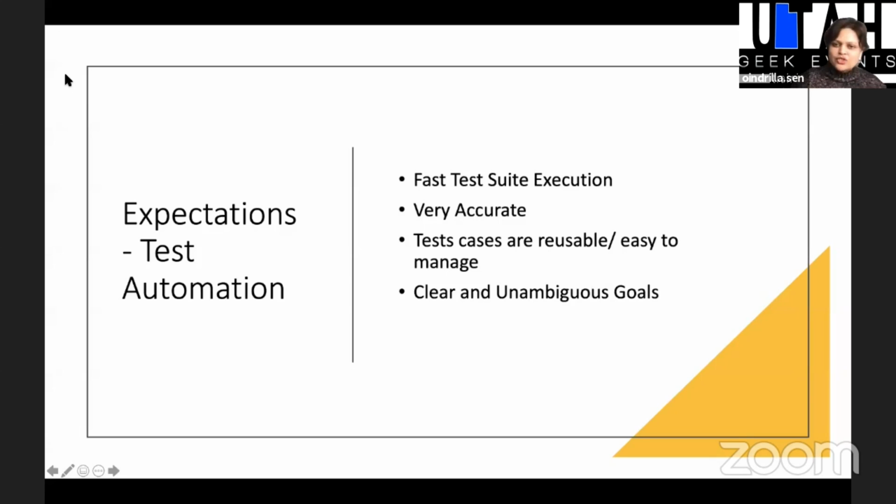For quite some time, when we talk about testing or automation testing, the needs have been extremely clear that we want the bugs to be caught as soon as they are deployed. We want the test suite execution to be fast, the tests to be accurate, and they should be reusable, easy to manage, and they should obviously have very clear and unambiguous goals. So this is a very clear rule-of-thumb expectation from test automation.